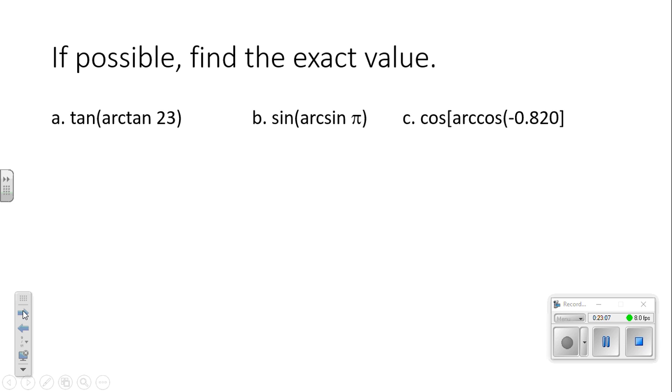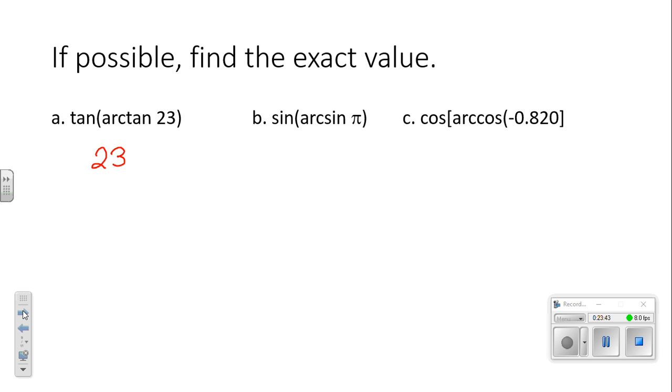Okay? We want to know what the tangent of the arctangent of 23 is. It is 23. Okay? Can we find an angle whose tangent has a measure of 23? Absolutely. Tangent goes on forever, right? So what angle would that be? Well, we don't know, but the tangent of that angle would be 23. Okay? So the tangent of the arctangent of 23 is simply 23.